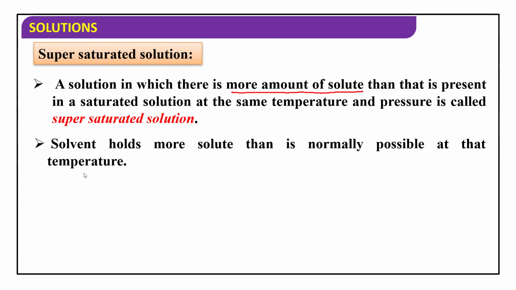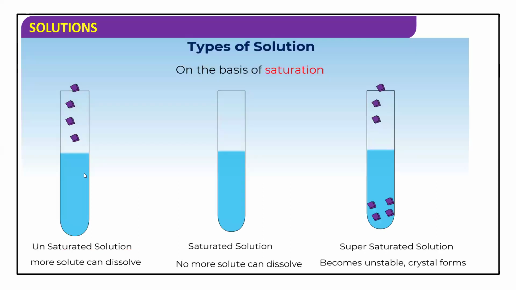So let me show you these three in a single picture in the next slide. On the basis of saturation, it is classified into three: unsaturated, saturated, supersaturated. In the middle, you can see in a saturated solution, you cannot add solute. No more solute can get dissolved. And in case of unsaturated, more solute can be dissolved. So we are adding some more solutes here and that can get dissolved here.